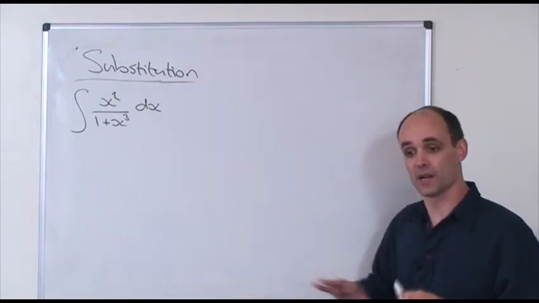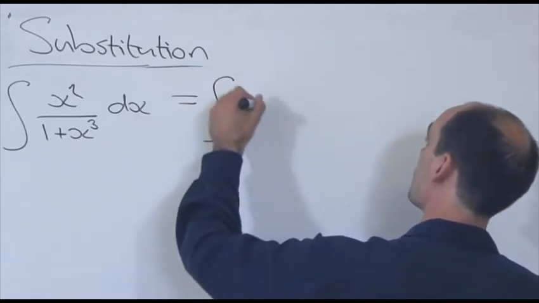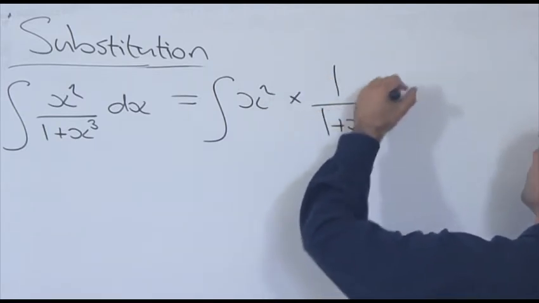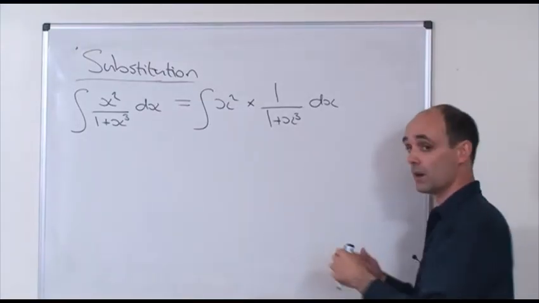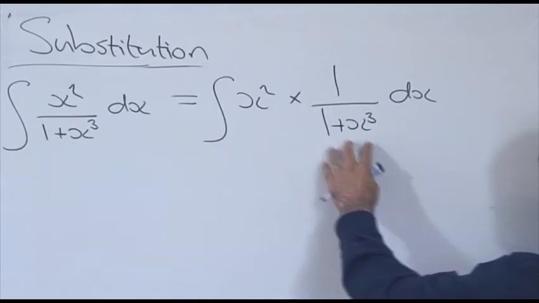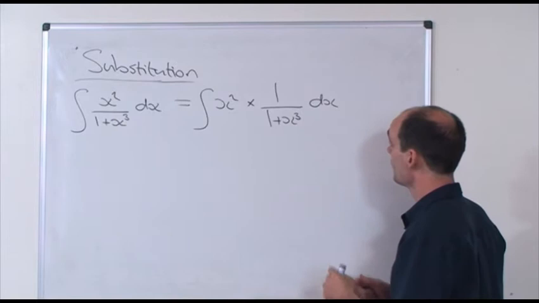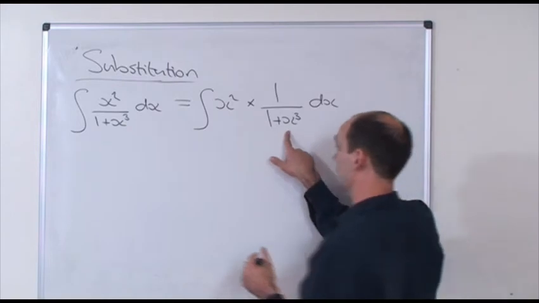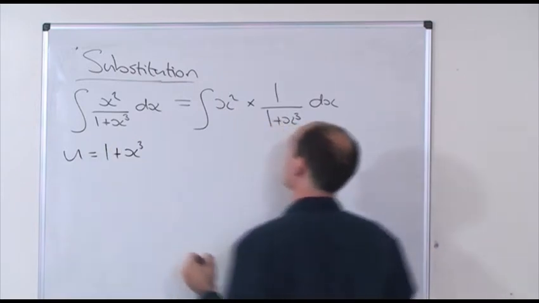This is quite a common type of substitution integral, because I can write it as the integral of x squared multiplied by the reciprocal of 1 plus x cubed with respect to x. And you can see this is a function of a function. It's 1 over the function 1 plus x cubed. And if I differentiate 1 plus x cubed, I get 3x squared, which, but for a factor of 3, is the same as x squared. So this is a good candidate for a substitution integral. So without further ado, let's let u equal 1 plus x cubed.